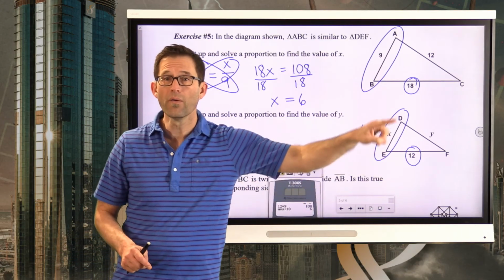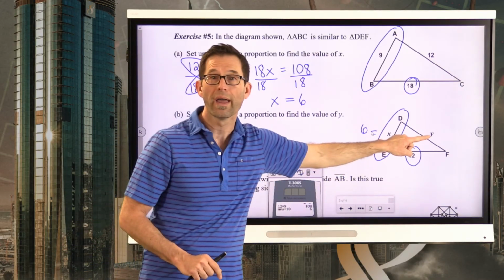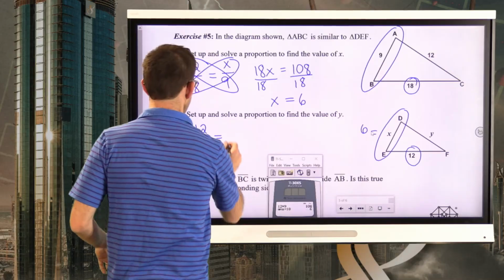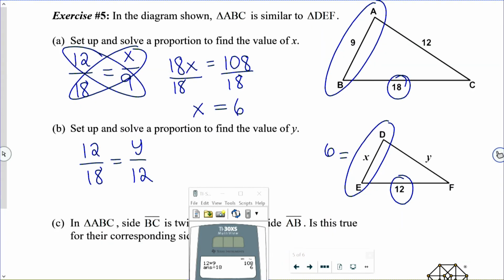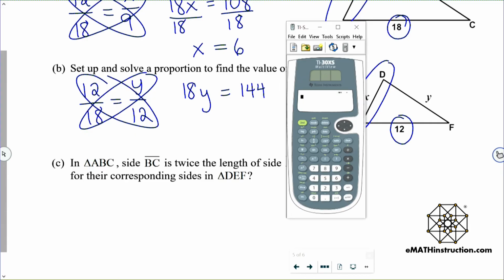So I'm going to say, all right, 12 divided by 18 must be equal to y divided by 12. Right? Again, I'm going to do a little bit of cross multiplication. All right, so I get 18 times y is equal to 12 times 12. That one I just know off the top of my head is 144. And now I can do 144 divided by 18, which gives me y equals 8.